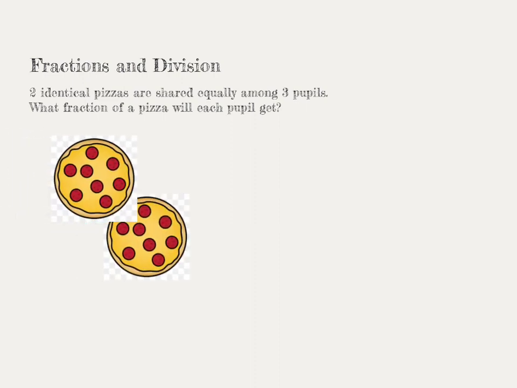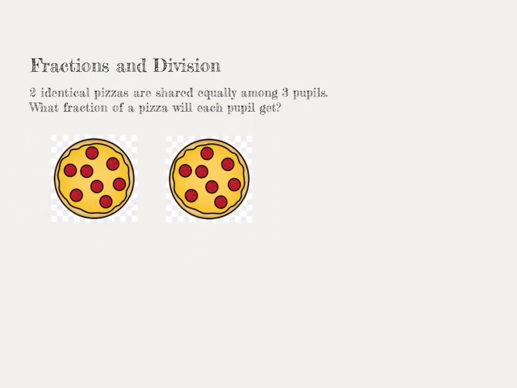Now here's my pizzas. What are we going to do? We are going to cut them into 3 bits. 1, 2, 3, 1, 2, 3. Okay, each pizza has 3 parts, and each part is 1, so we've cut it into thirds. That's what happens when we divide by 3. We are finding 1/3.